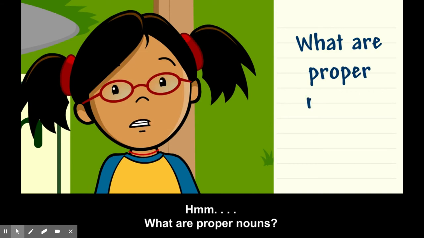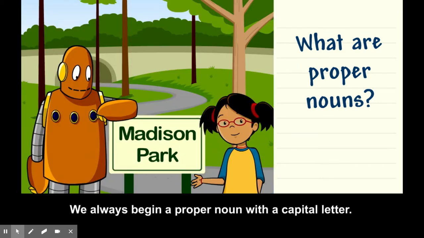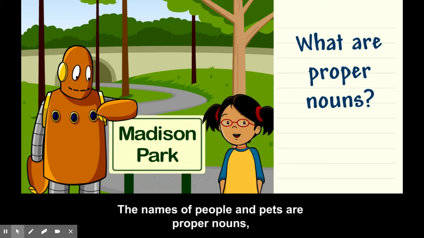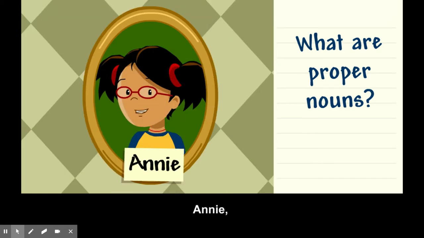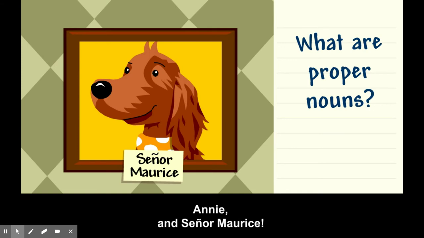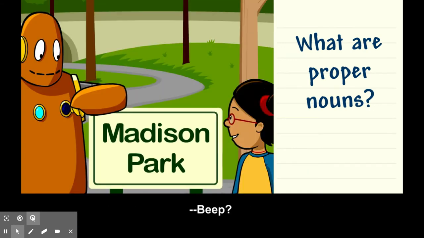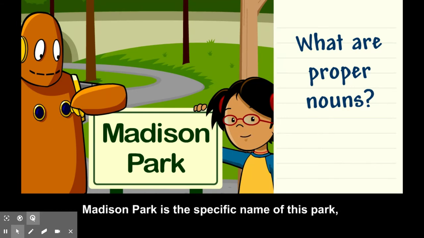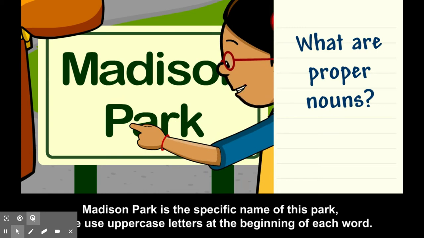What are proper nouns? A proper noun is a noun that names a specific person, animal, place, thing, or idea. We always begin a proper noun with a capital letter. The names of people and pets are proper nouns, like Mia, Moby, Annie, and Senior Maurice. So we capitalize the first letter of each name. Madison Park is the specific name of this park, so we use uppercase letters at the beginning of each word.